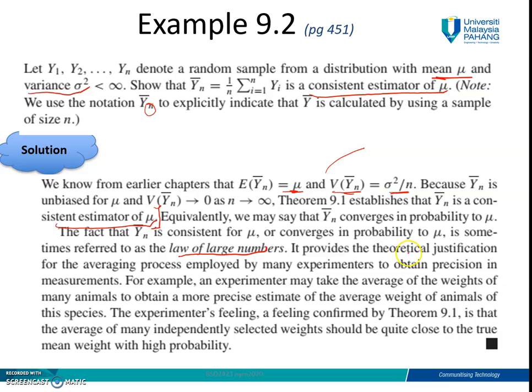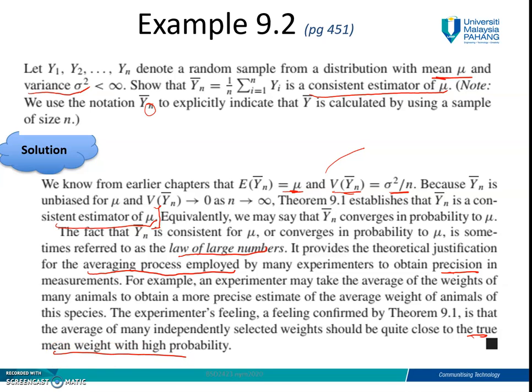It provides theoretical justification for the averaging process employed by many experimenters to obtain precision in measurement. For example, an experimenter may take the average of the weights of many animals to obtain a more precise estimate of the average weight of animals of this species. The experimenter's feeling, confirmed by theorem 9.1, is that the average of many independently selected weights should be quite close to the true mean weight with high probability.